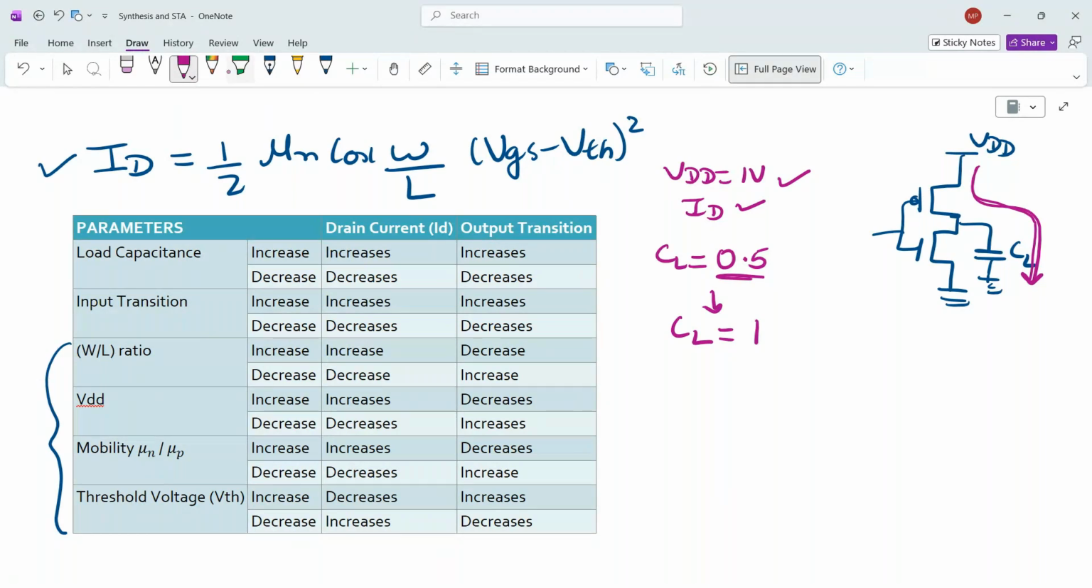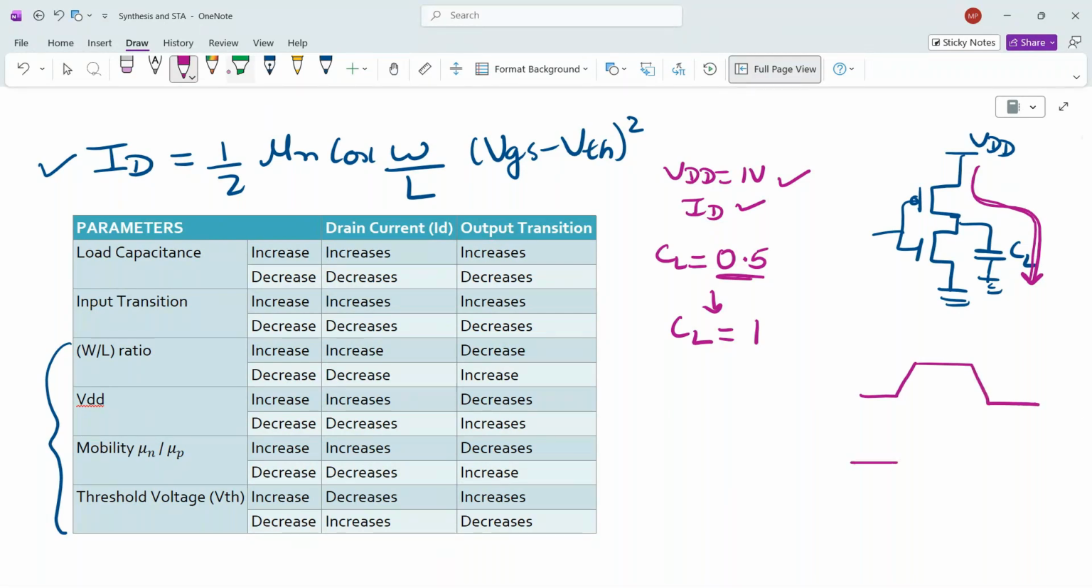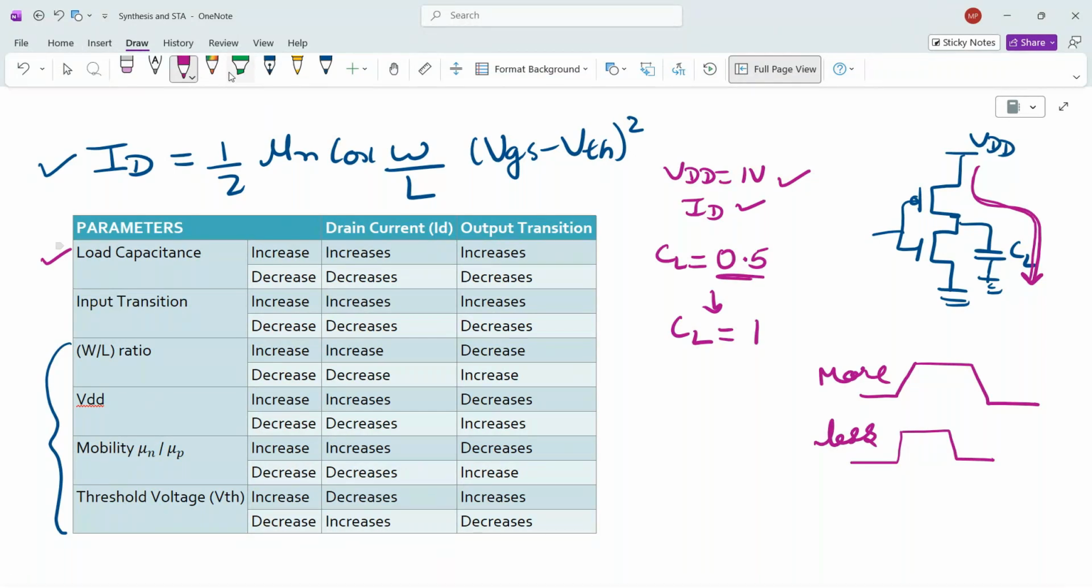When the load capacitance takes more time to charge, that means transition is more. If the transition is less, the load capacitance is taking less time to charge, like this. This will be more transition, this will be less transition. Why is it important to know this? Because we have the concept of fan out.